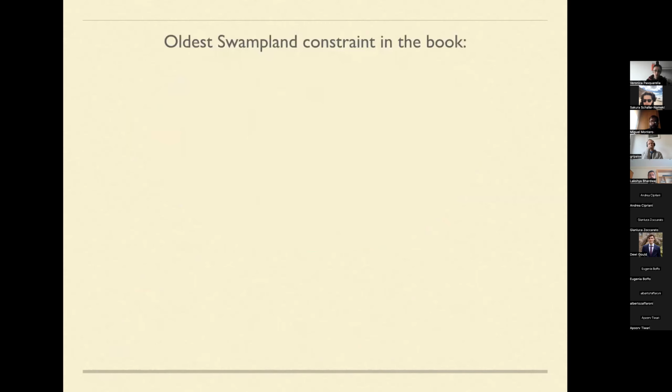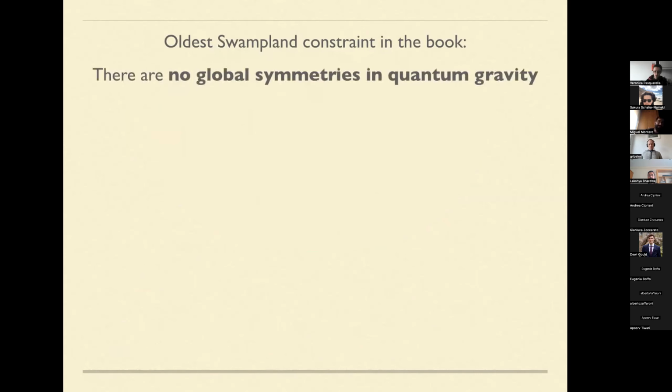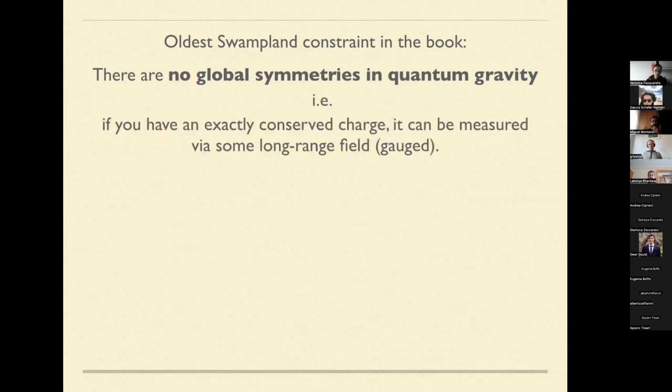Okay? So the way we go about this idea is we try to come up with what we call swampland constraints, statements about quantum gravity that we believe are true. And by far the oldest swampland constraint in the book is that there are no global symmetries in quantum gravity. Okay, we believe that there's no global symmetry in quantum gravity. What that means is that if you have a charge which is exactly conserved, it has to be a gauge charge. It is a charge that you can measure from afar.